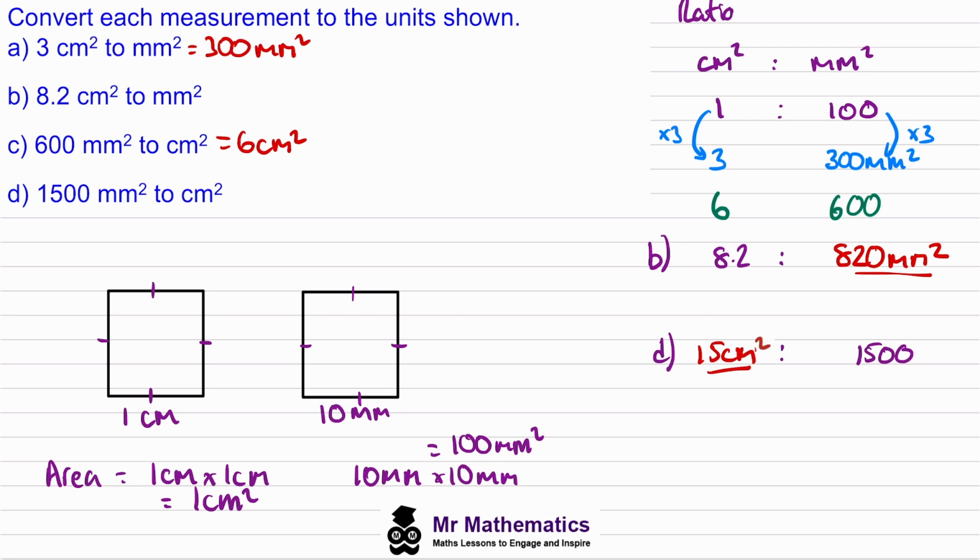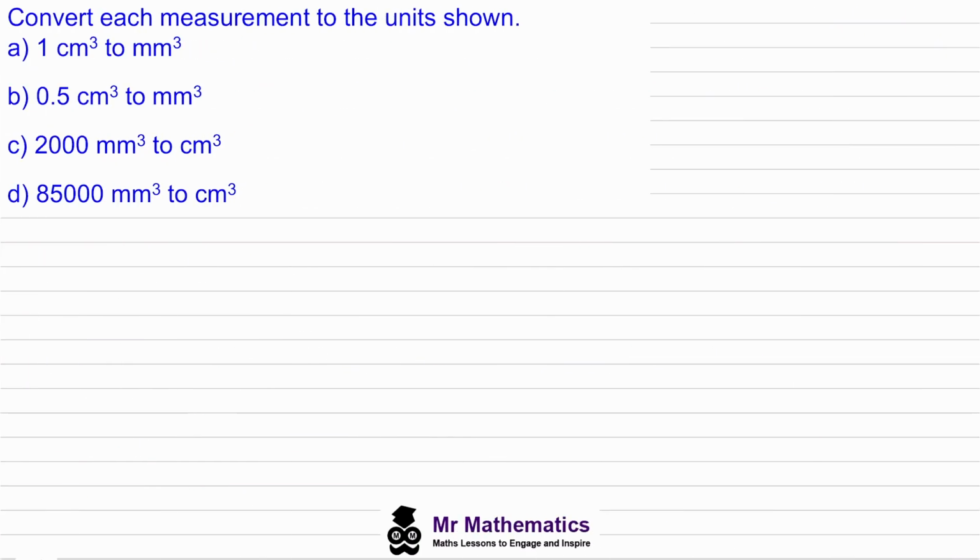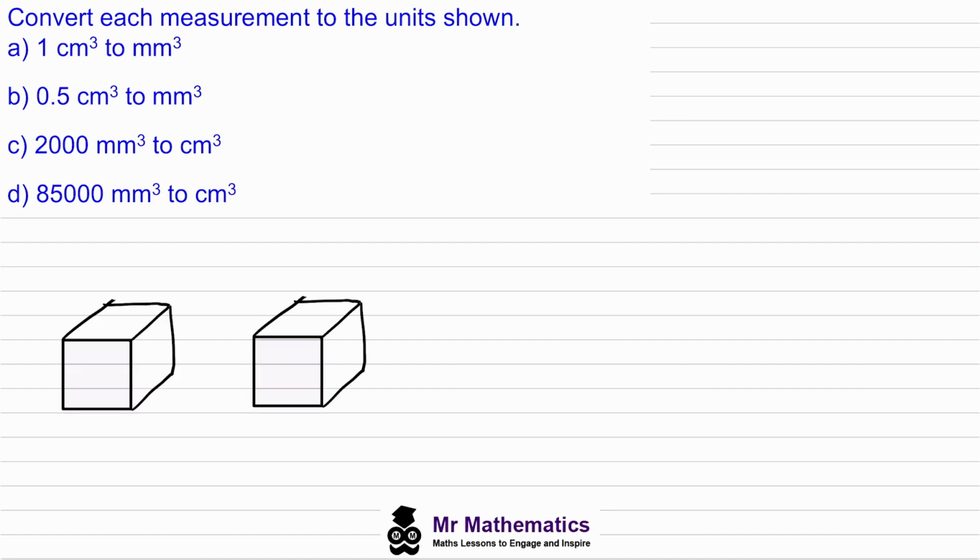And in example 2, we're going to look at converting between metric volumes. Okay, so for example 2, we've been asked to convert each measurement to the units shown, and we're going to begin with 1 centimeter cubed to millimeters cubed. So again, I'm going to start by sketching a cube. So we have two cubes, which are congruent, and they're both identical.